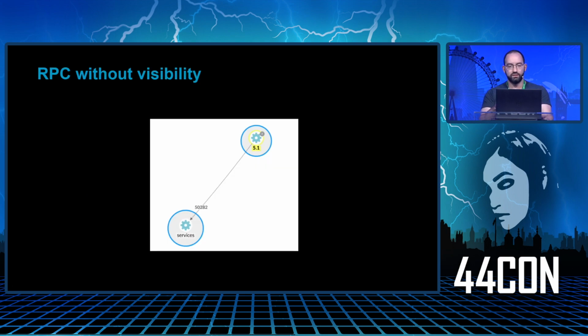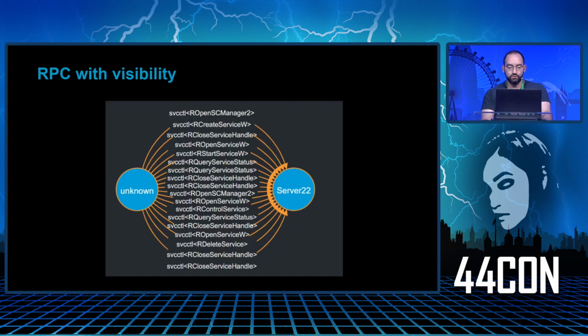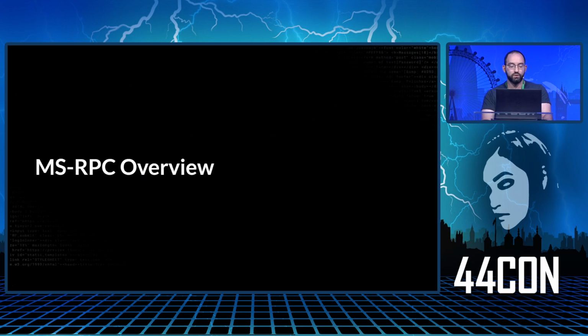So how do we take this connection, which is PSExec, by the way, which doesn't tell us a lot of data about it, and turn it into something a bit more comprehensive that we can take a guess on? Well, first we have to understand what RPC looks like.